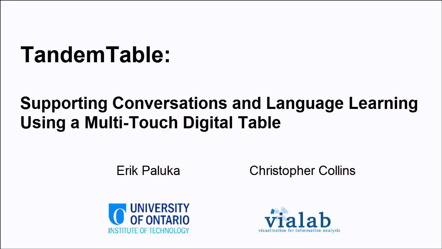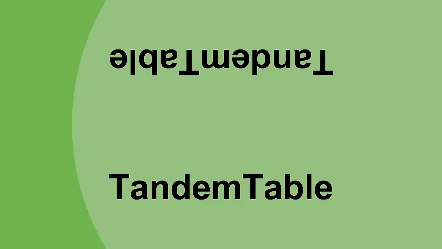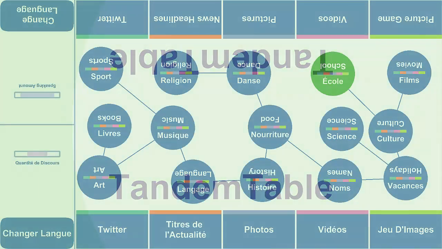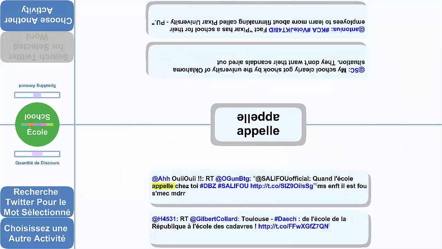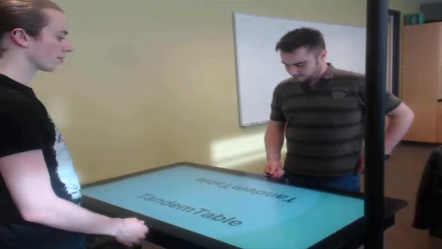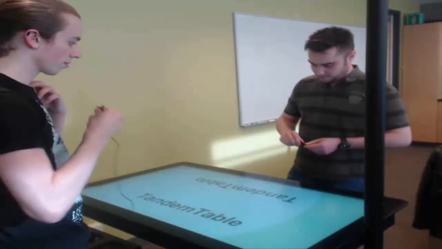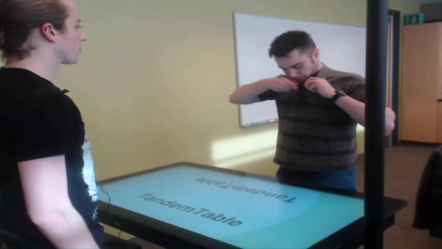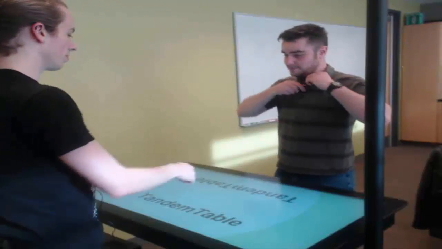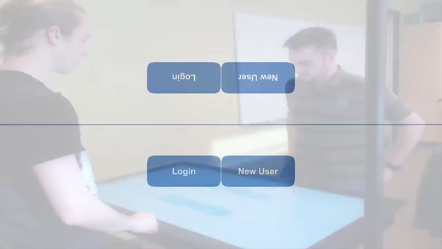We present TandemTable, a multi-touch tabletop system which breaks down communication barriers between partners with a special focus on supporting those who speak different languages. Our system facilitates and supports conversations by suggesting topics of discussion and presenting partners with a variety of conversation-focused collaborative activities, which consist of shared digital topical content that is dynamically downloaded from the web.